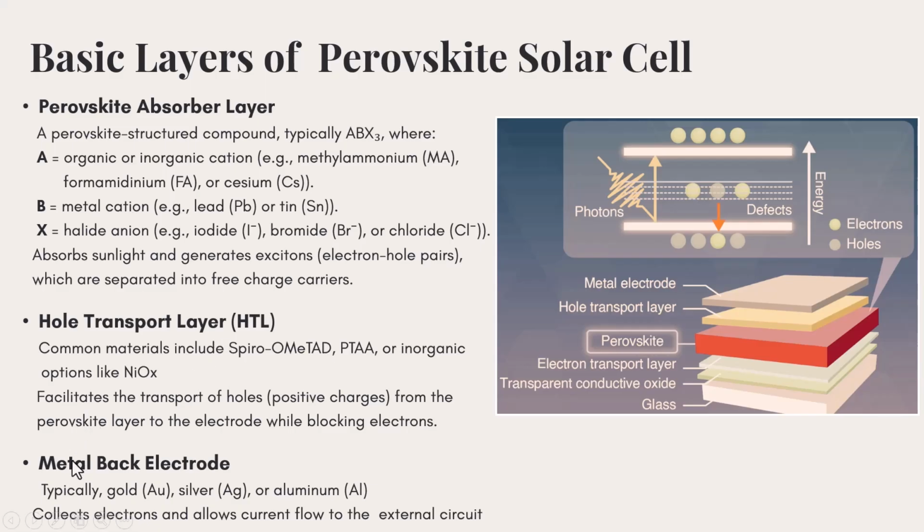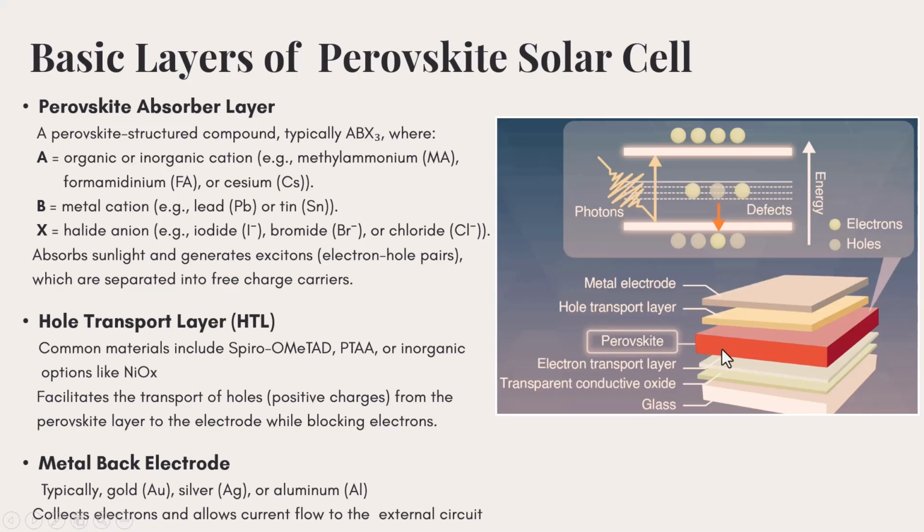Lastly on the list, we have the metal back electrode. The metal back electrode can be made of gold, silver, or aluminum. Its function is to collect the electrons and allow them to flow to the external circuit. So this is a typical structure and layers of the perovskite solar cell.